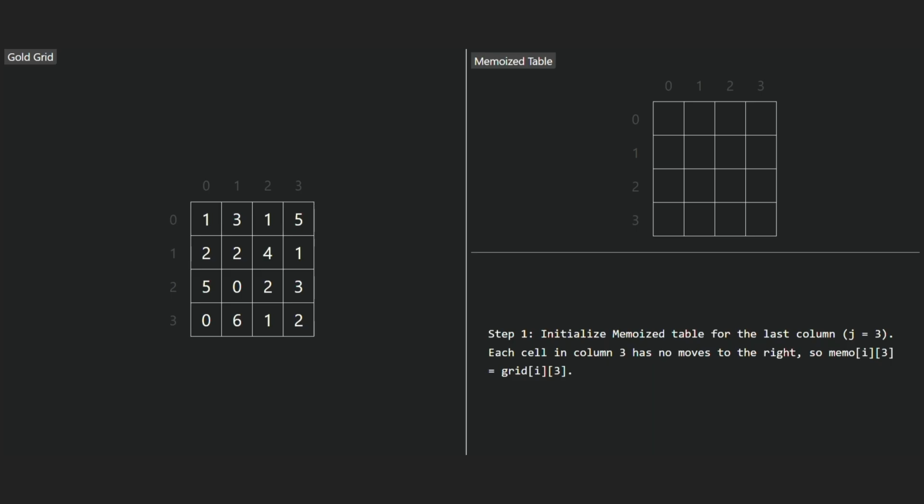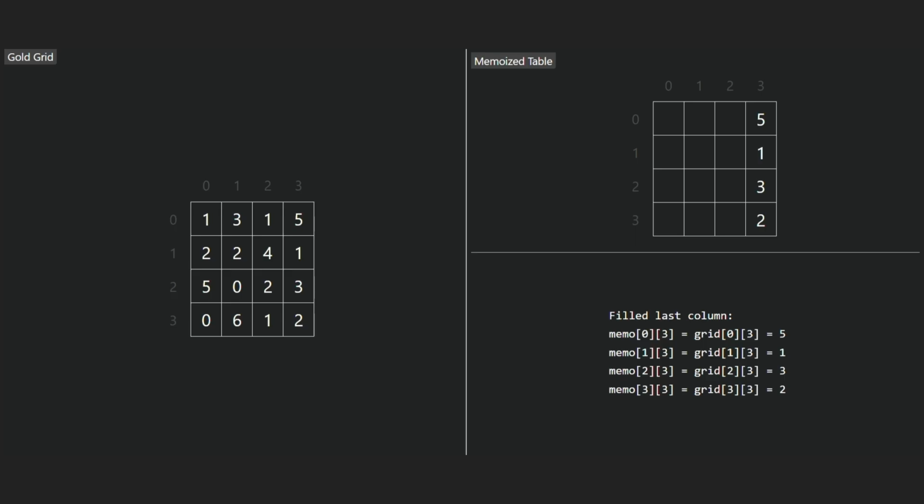Initialization of last column. First, we handle column 3, the far right. In the memoized table, each cell in column 3 simply equals the gold in that same grid cell, since there's nowhere further to move. So memoized table at 0 cross 3 equals 5, memoized table at 1 cross 3 equals 1, memoized table at 2 cross 3 equals 3, and memoized table at 3 cross 3 equals 2. Notice how that fills the last column of the memoized table.